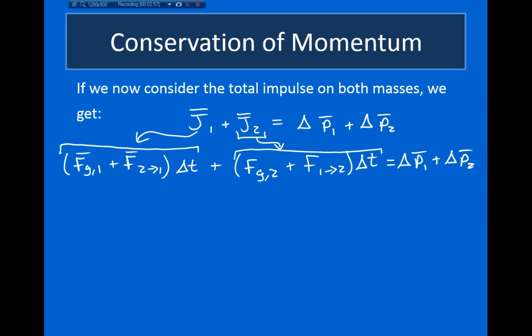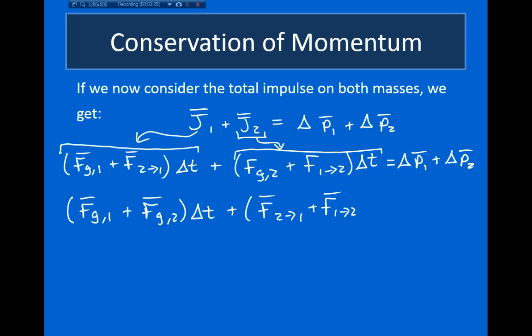So now on the next line, I'd like to rearrange this line above, grouping the forces together a little bit differently. I'm going to write this as the force due to gravity exerted on mass 1 plus the force due to gravity exerted on mass 2, times delta t, plus the force that mass 2 exerts on mass 1 plus the force that mass 1 exerts on mass 2, times delta t, is equal to the change in the momentum of mass 1 plus the change in the momentum of mass 2.